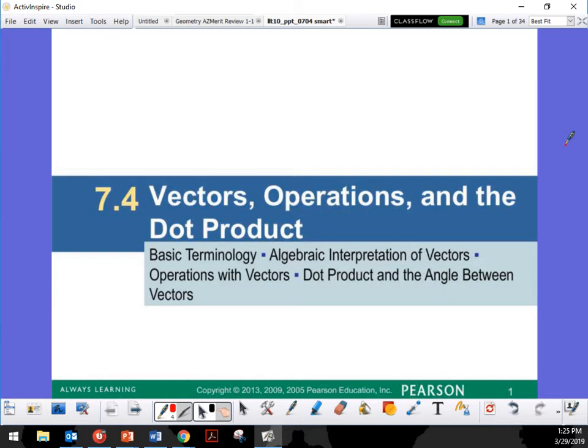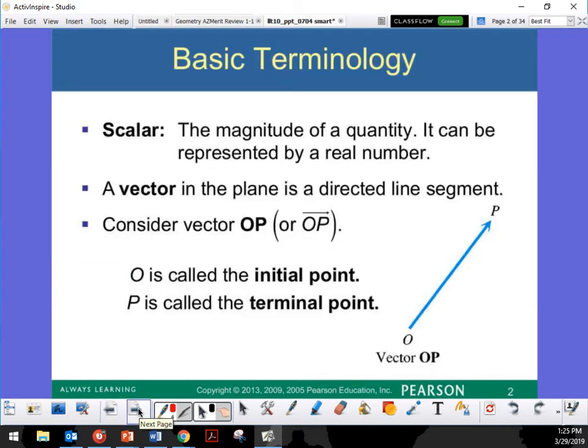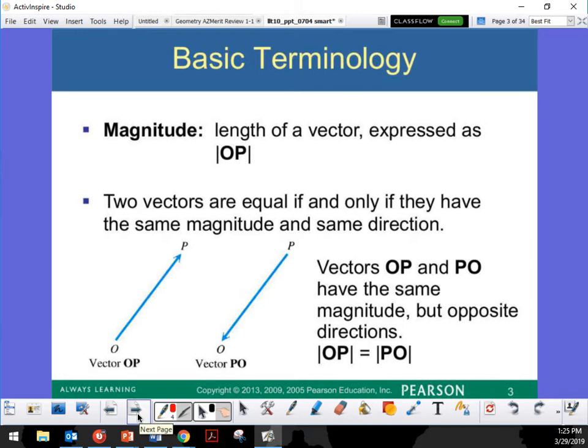Vectors, dot product. All right, so a scalar is a magnitude of a quantity and can be represented by a real number. A vector in a plane is a directed line segment. This one starts at O, going to P. O is the initial point, P is the terminal point. Magnitude is the length of a vector, expressed with the bars.